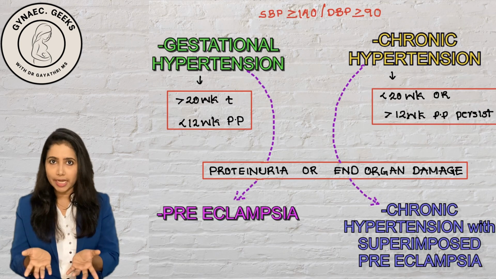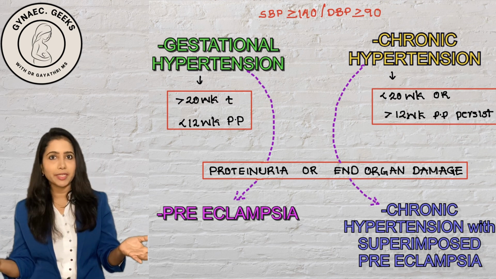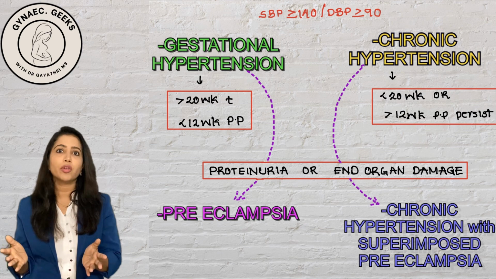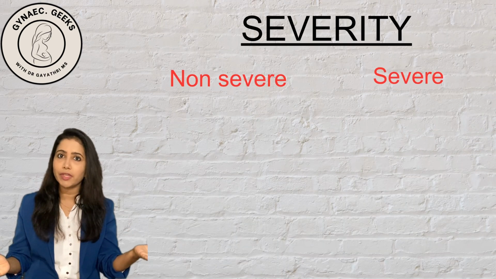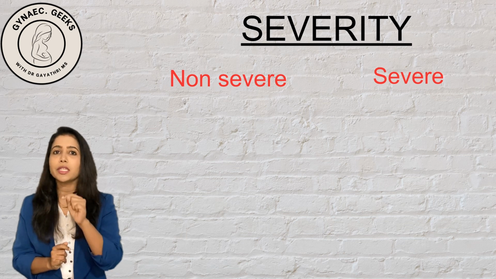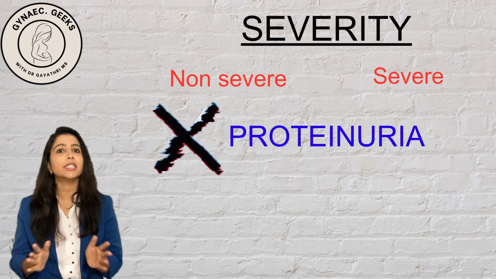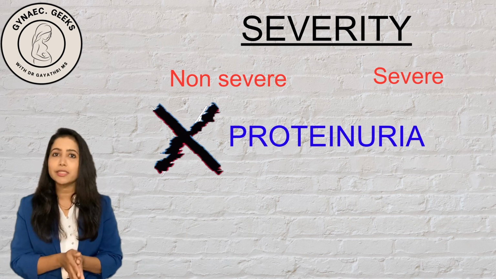So all these types can be divided as non-severe or severe. There are no mild or moderate terms. It is either non-severe or severe. So how do we differentiate this? The first thing I want you to remember is that proteinuria does not affect the severity. So proteinuria is out.